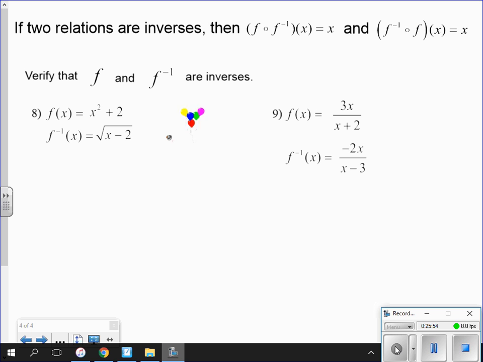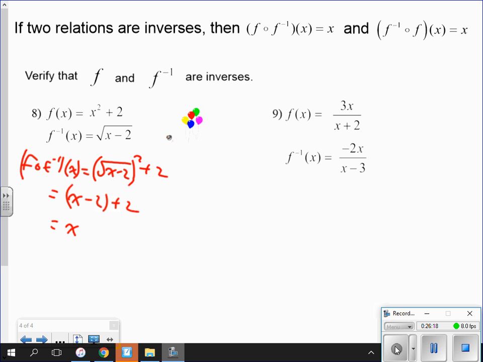Let's do this one. So first thing you need to do is find f composed of f inverse of x. So I take f inverse, stick it into x. So that means I have the square root of (x minus 2) squared plus 2, which I square the square root. That means I have x minus 2 plus 2, which is x. That's good. I am not done. I am only halfway done because I need to do the other one as well.